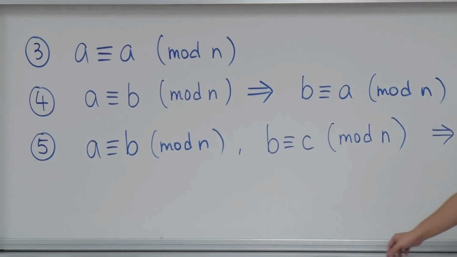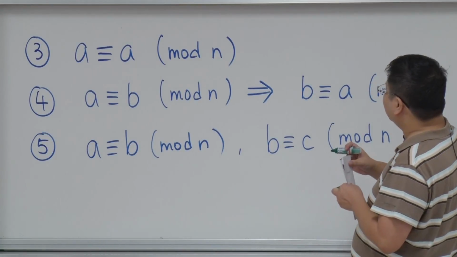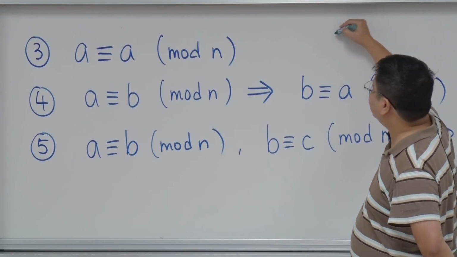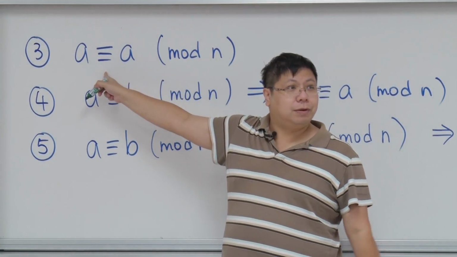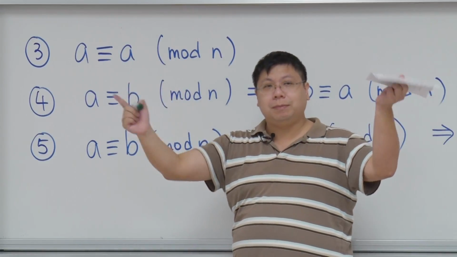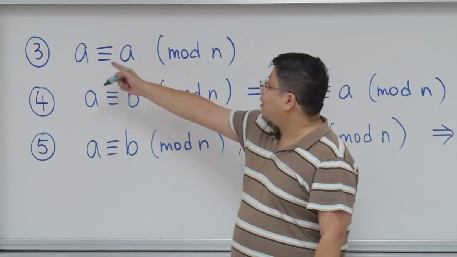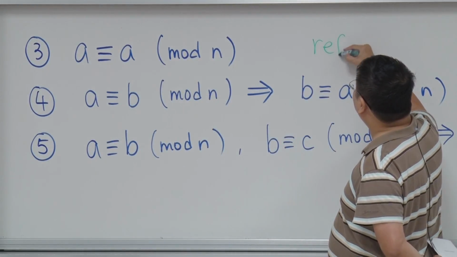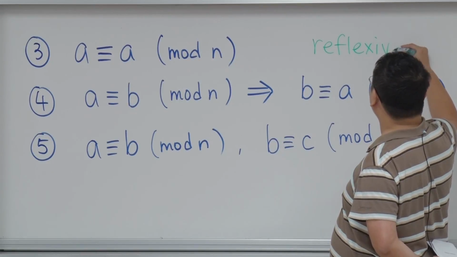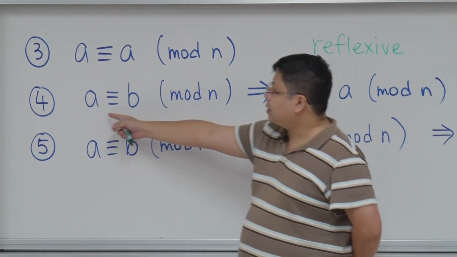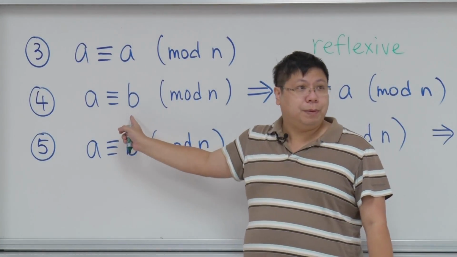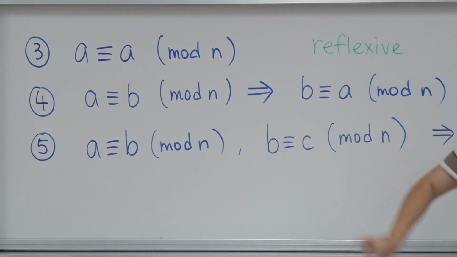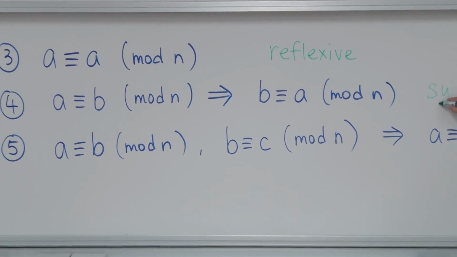Now actually, this 3, 4, 5 shows that this operator, you can think of as a kind of relation, right? It relates whether two numbers are related or not. So a number is related to itself. This type of property, we call a reflexive property. So it's like a reflection. Is that okay? And then this one says that A is related to B, then you can switch it. B is also related to A. Now this is a property called symmetric.